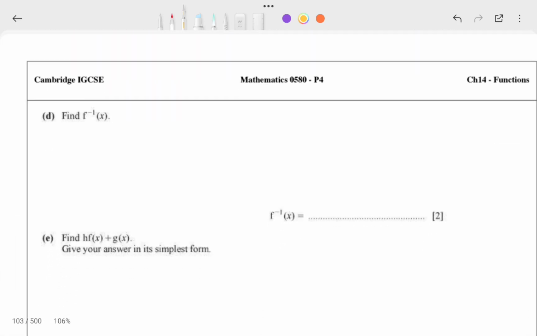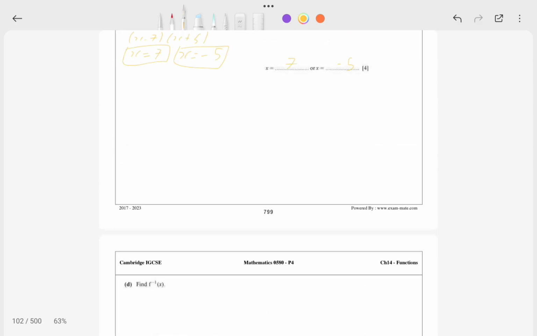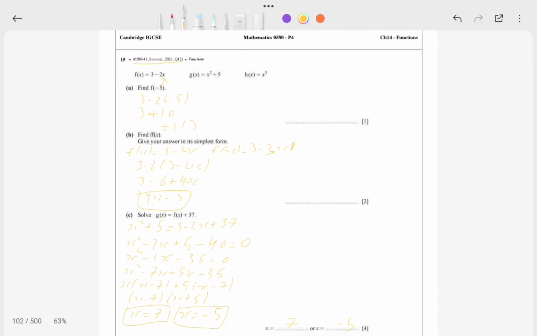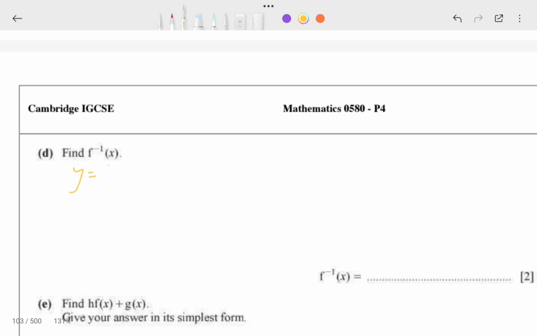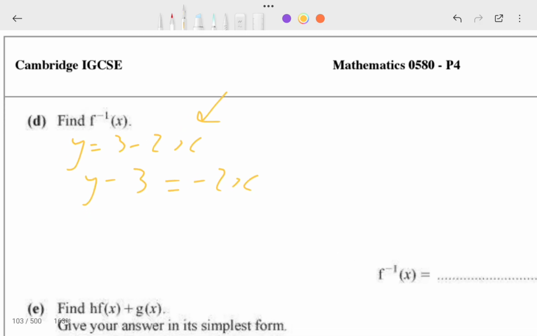Okay, part D. Find the inverse of f(x). So f(x) is 3 minus 2x. Okay, so y is equal to 3 minus 2x. We will make x the subject, so y minus 3 is equal to minus 2x. Now (3 minus y) divided by 2 is equal to x.